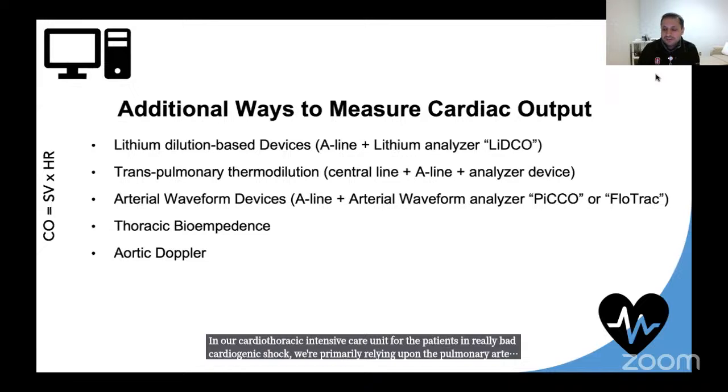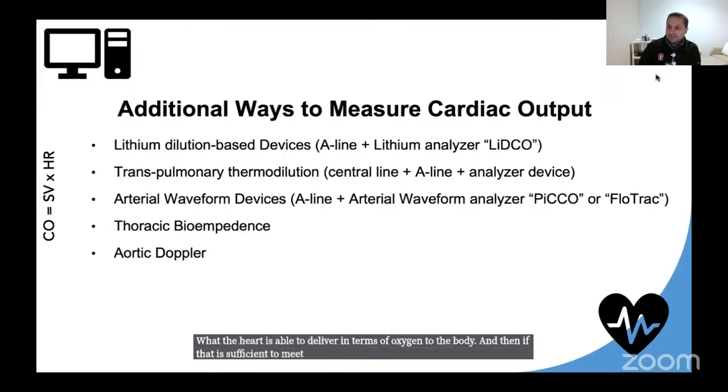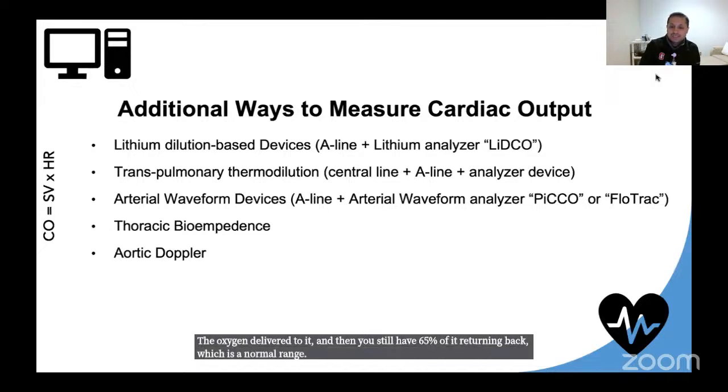And my personal favorite is the mixed venous oxygen saturation from the PA catheter, because that tells me the difference between what the heart is able to deliver in terms of oxygen to the body, and if that is sufficient to meet the needs of the organs in the state of shock. Because if that mixed venous oxygen is normal, like 65, 70%, I'm very satisfied that the body is getting the oxygen it needs. It's able to use the oxygen delivered to it, and then you still have 65% of it returning back, which is a normal range for the mixed venous. So that is my favorite one.